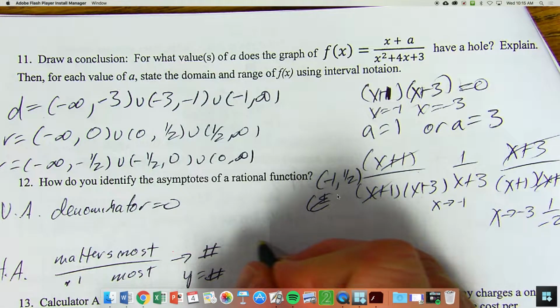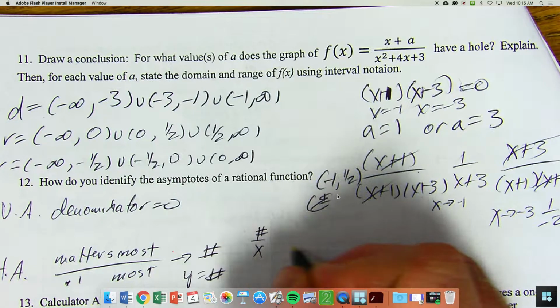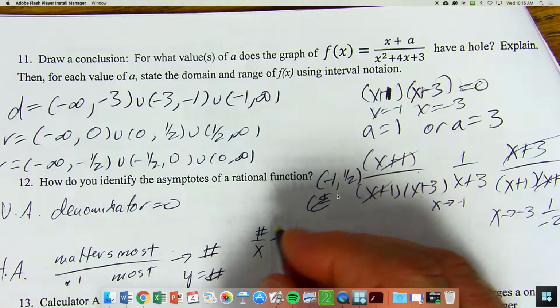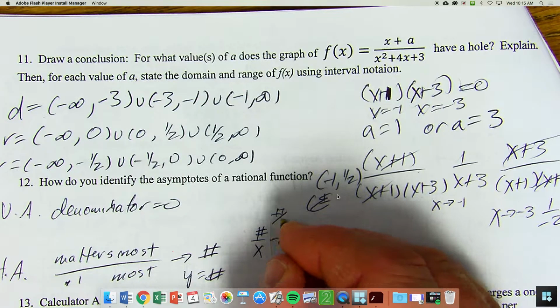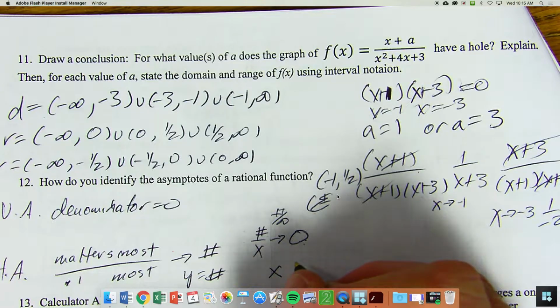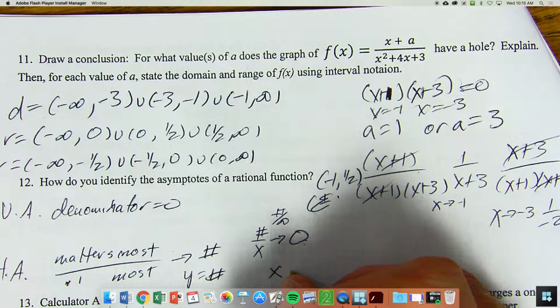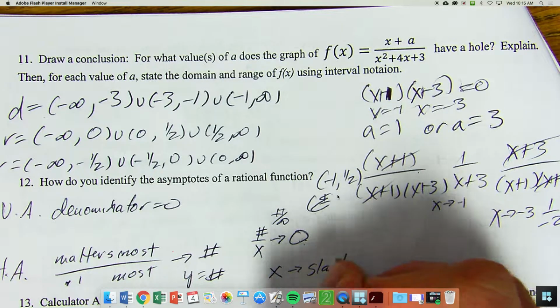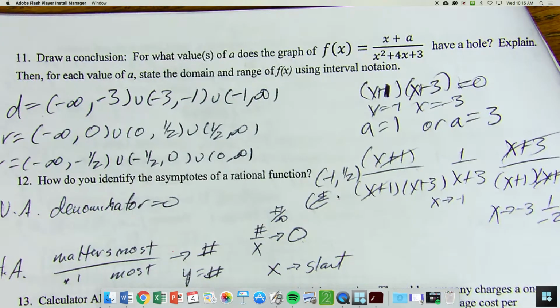If it comes out to be 1 over x, or a number over x, any number over x, that's going to lead you to 0, because any number over an infinitely large number is going to 0. If it comes out to be an x, or x squared, or anything like that, that's going to be slant, and you have to do long division to figure it out.